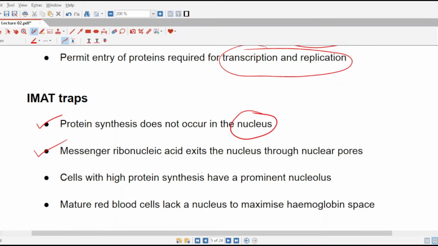And we have said that the cells that have high division rate or protein synthesis rate, they will have prominent nucleolus. We have covered this too. And what about mature red blood cells? Mature red blood cells will not have a nucleus because it needs to maximize the hemoglobin space. When RBC is in the primary stage, this is called erythroblast, and in that erythroblast nucleuses are present, but as it matures the nucleus vanishes because it needs to accommodate hemoglobin, and hemoglobin will in turn carry the oxygen.